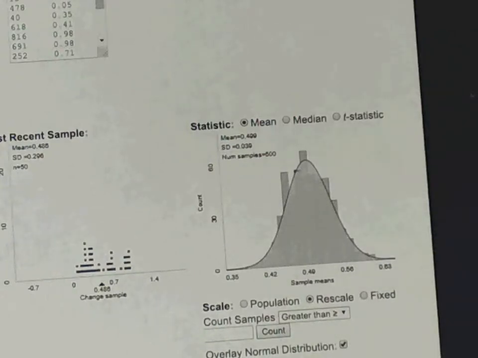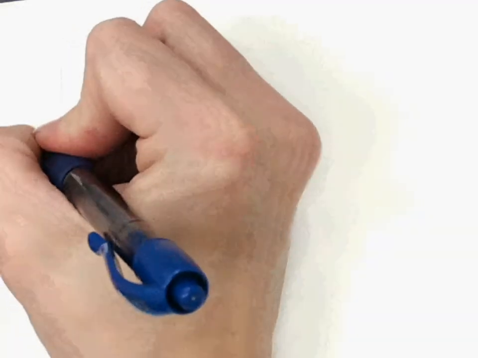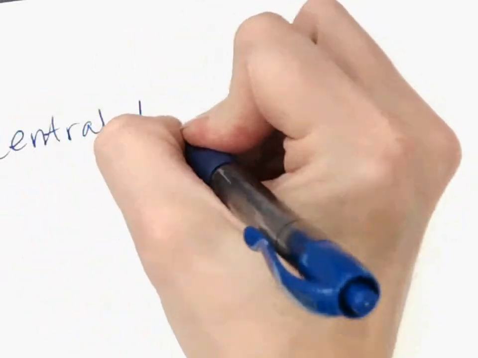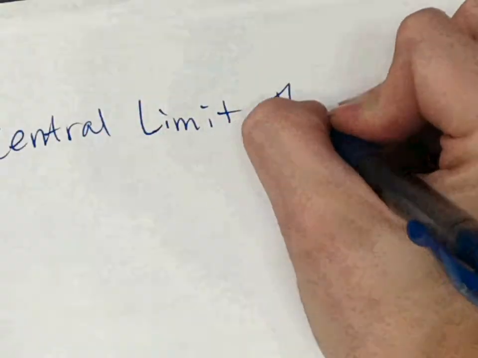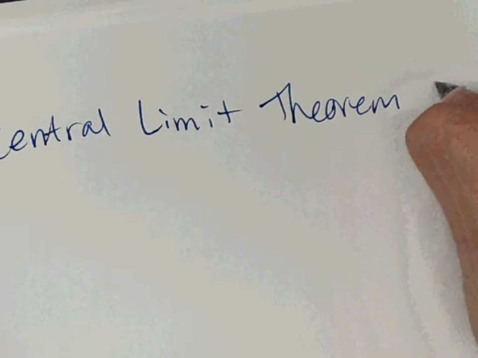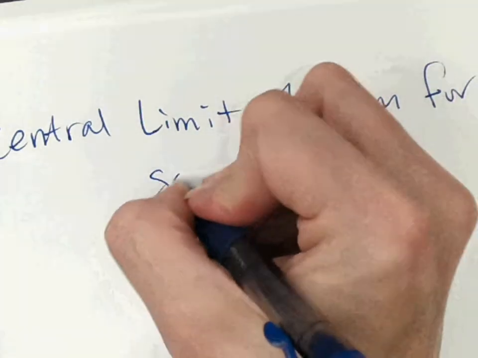So at this point, we've noticed enough to be able to figure out what our central limit theorem is. So the central limit theorem for means. Central limit theorem for sample means.